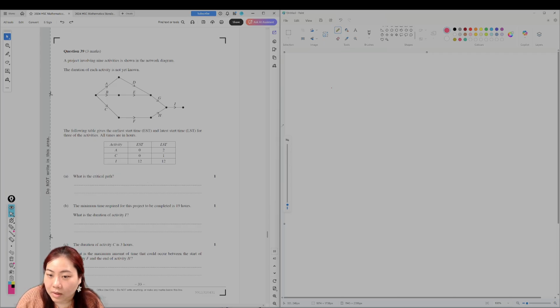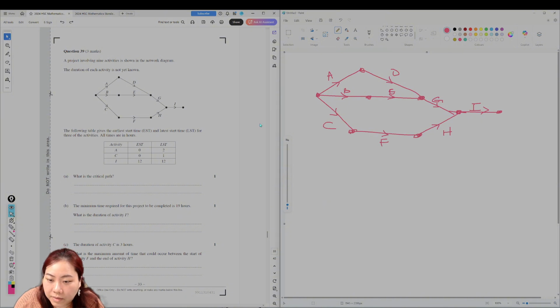Okay. Let's redraw this. Activity A, the earliest start time is 0. The latest start time is 2. C, the earliest start time is 0. The latest start time is 1. I, the earliest start time is 12. The latest start time is also 12. What is the critical path?